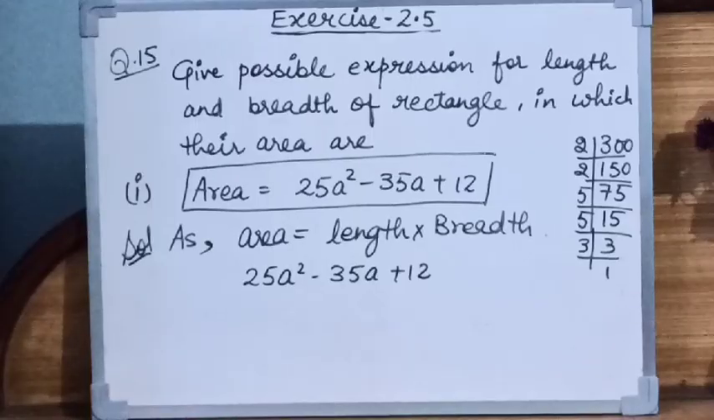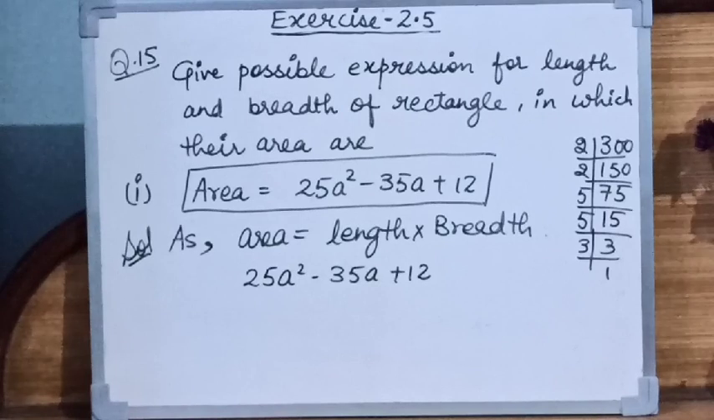Now we are moving to question number 15: give possible expressions for the length and breadth of rectangles whose areas are given. In this question we have two parts, and the first part is area equal to 25a square minus 35a plus 12. So we have been given the area of the rectangle and we have to find the length and breadth. Students, as you can see in the solution, I have written area is equal to length into breadth, and the area is given to us in polynomial form, that is 25a square minus 35a plus 12.